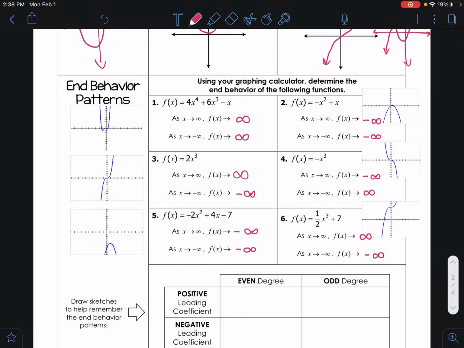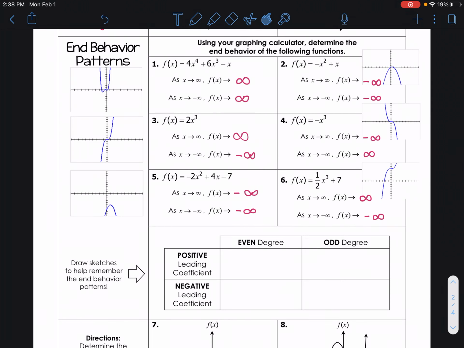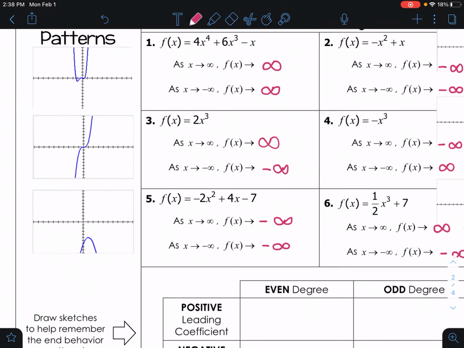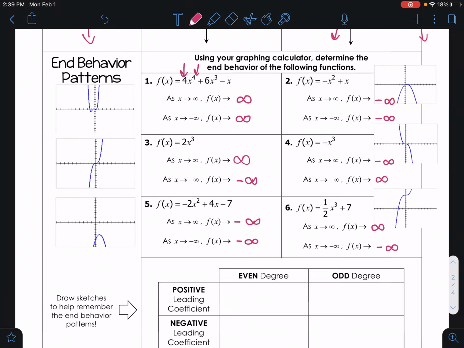And honestly, all this work that we just did, if you make a generalization using this chart that we're about to, this chart is going to be super helpful for you. Let's generalize what we just learned, okay? Positive leading coefficient, okay, and an even degree. So let's find one that has a positive leading coefficient and an even degree. That would be number 1. Okay, positive leading coefficient, even degree. Degree is 4. Okay, so what do we notice?